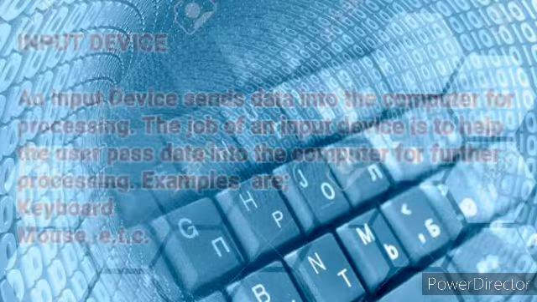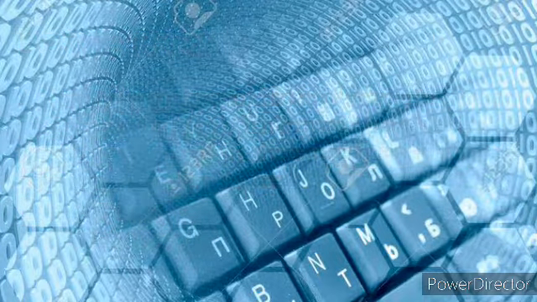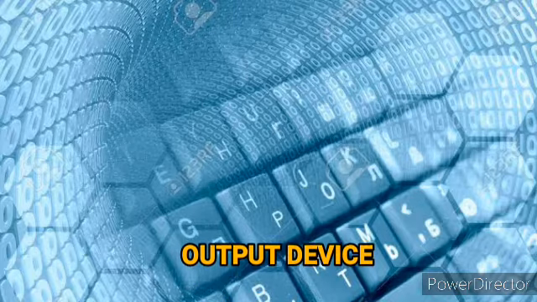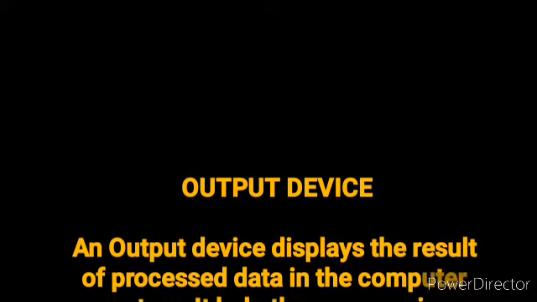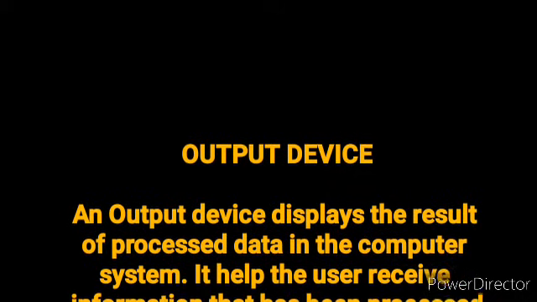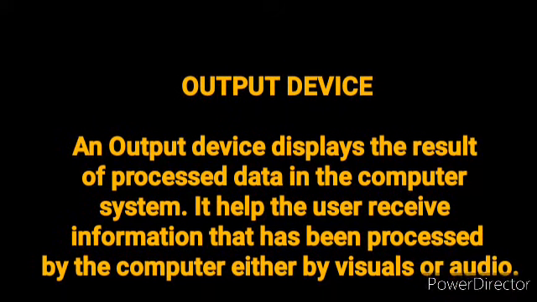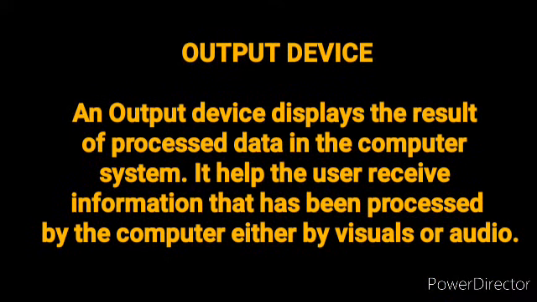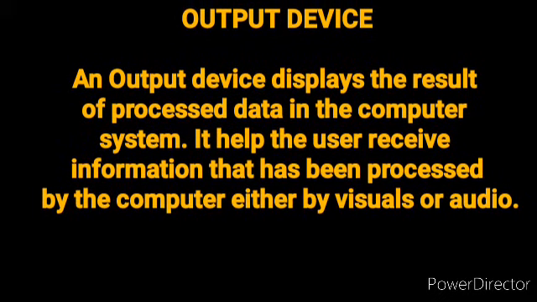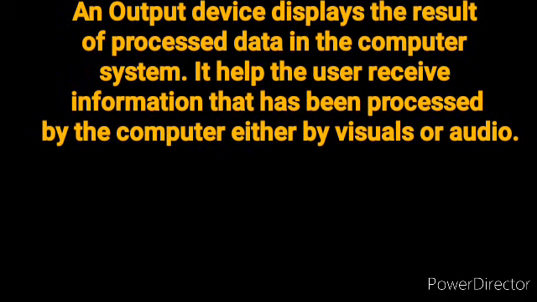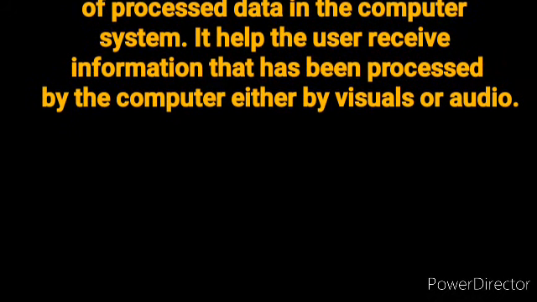Then the output device. An output device displays the result of the processed data in the computer system. It helps the user receive information that has been processed by the computer, either by visuals or audio. These are the areas we are going to be looking at in this first class.